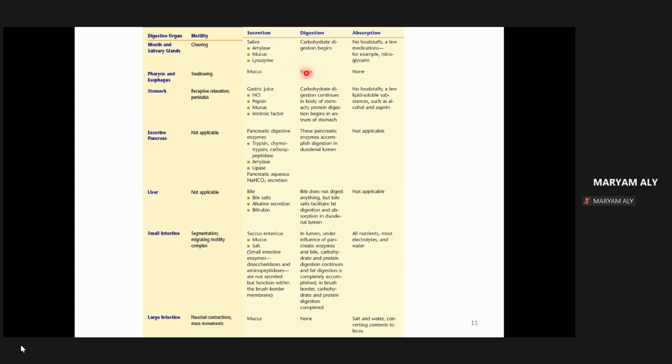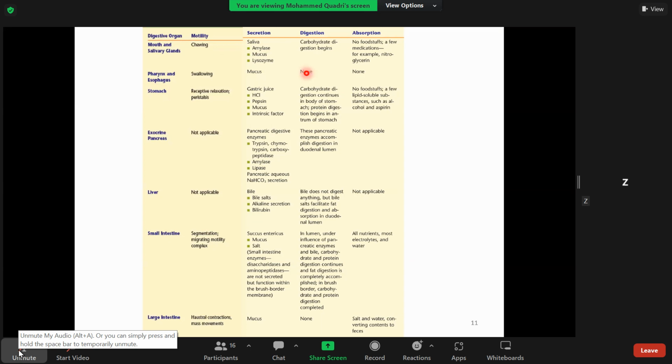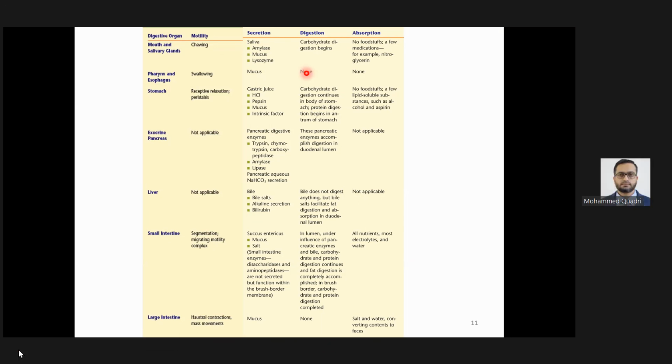No. Carbohydrate. Carbohydrate digestion begins. Just now you said it starts, amylase is there. Amylase, isn't it? Yes, digestion is going on. The digestive process is going on in the mouth. Carbohydrate digestion begins.